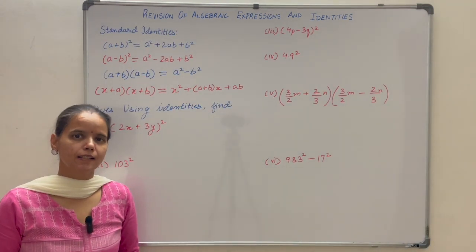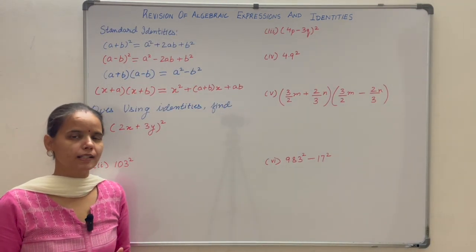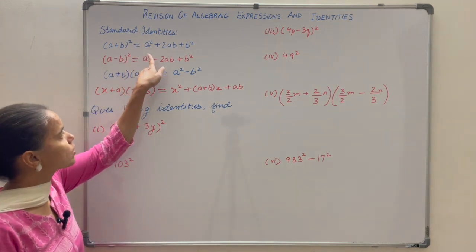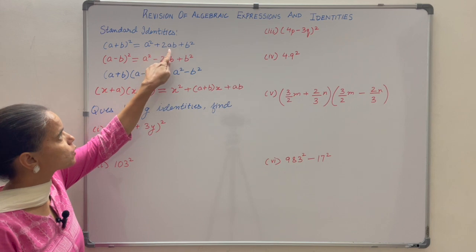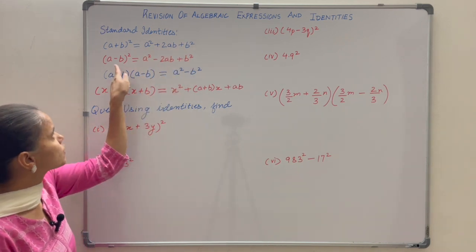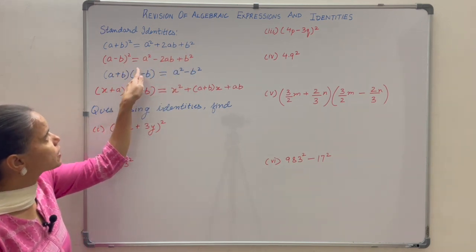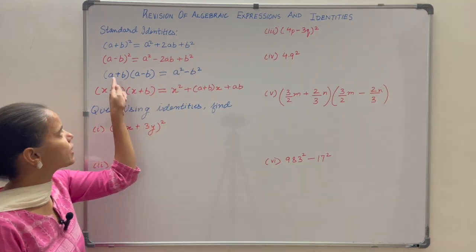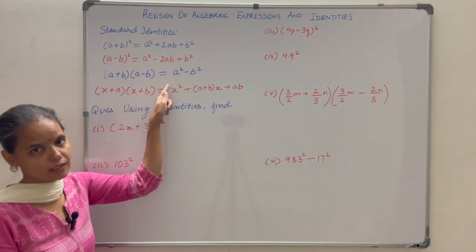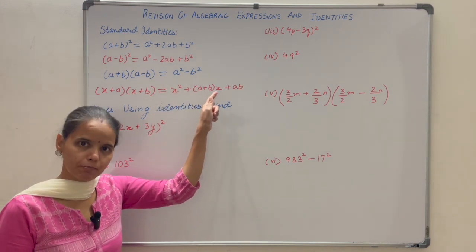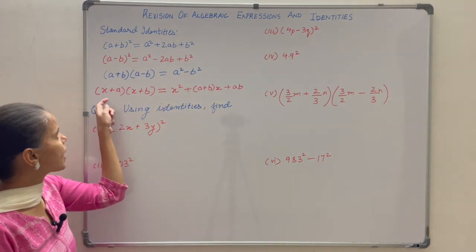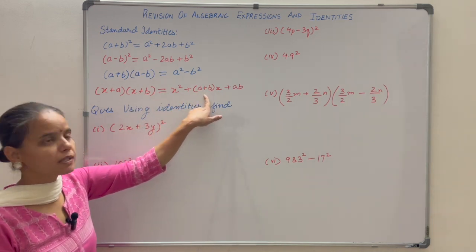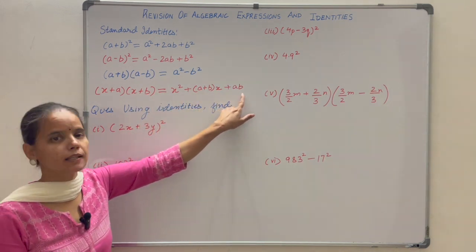Standard identities. I have written down here 4 identities. Let us discuss one by one. First one is (a plus b) whole square, that is equals to a square plus 2ab plus b square. Next one, (a minus b) whole square, that is equals to a square minus 2ab plus b square. Next one, (a plus b) into (a minus b), that is equals to a square minus b square. Next one, (x plus a) into (x plus b), that is equals to x square plus (a plus b) in brackets into x plus ab.